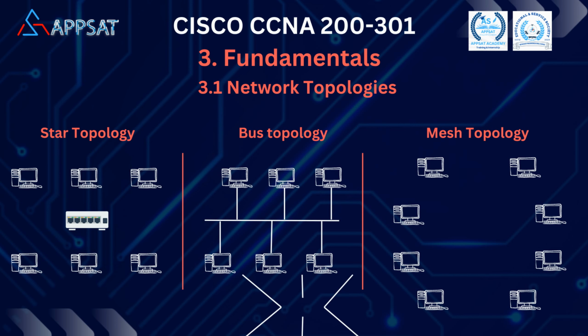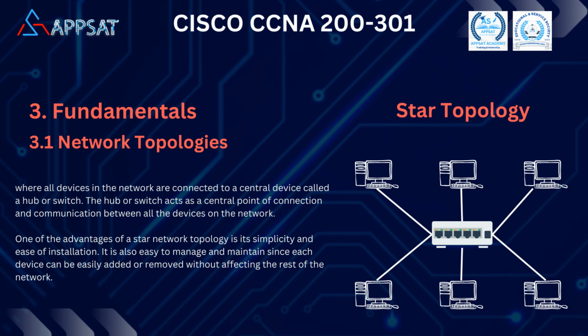Let's discuss in detail. Star network topology is where all devices in the network are connected to a central device, called a hub or switch. The hub or switch acts as a central point of connection and communication between all the devices on the network. One of the advantages of a star network topology is its simplicity and ease of installation.